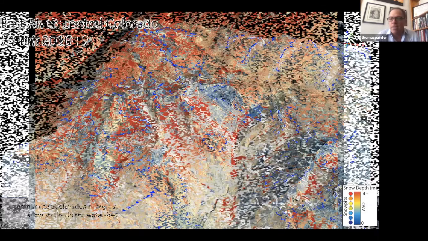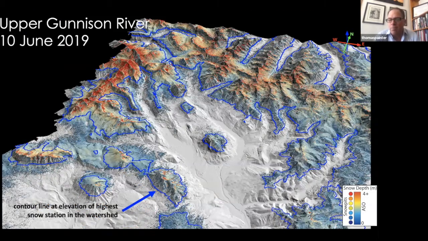And to highlight the data importance here, this is June 10th, 2019, showing the contour line of the elevation of the highest snow station in the watershed. All right, so there's a little bit that was trickling out here and there, but for the most part, a non-trivial amount of snowpack remains above the ability to make those measurements. And so that really reinforces the importance of having these airborne measurements.